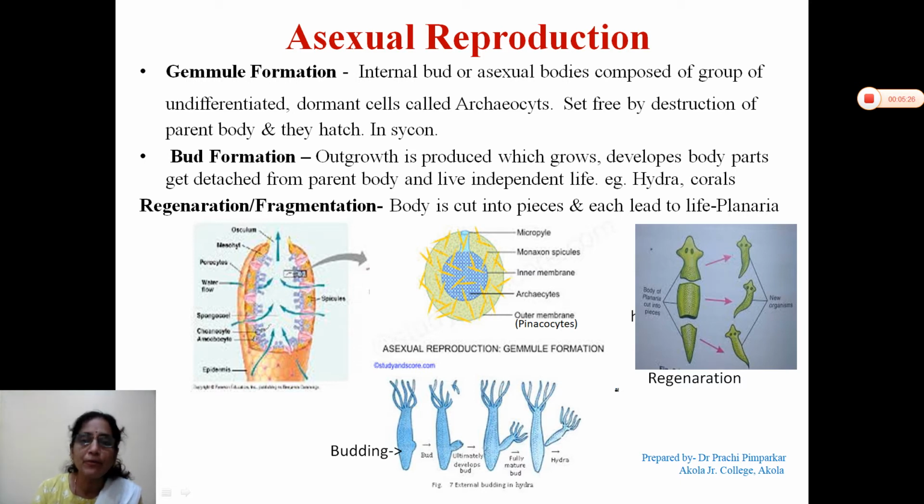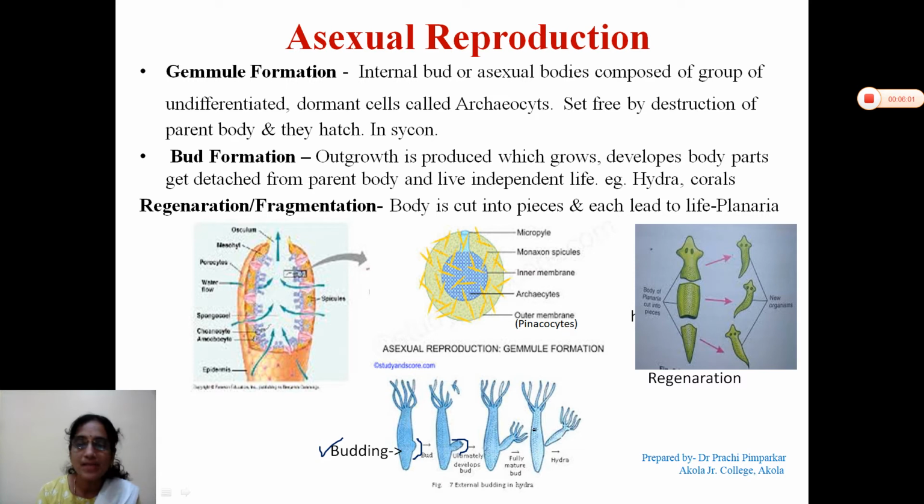Now what are gemmules? Gemmules are asexual bodies and they are present internally. This is the basic difference between gemmule and bud. In a bud, an outgrowth is produced over the body of the organism. We'll first see budding. Here, in the lower diagram, you see this is the hydra animal. On the hydra, an outgrowth is produced. Can you see? That outgrowth goes on increasing in size.